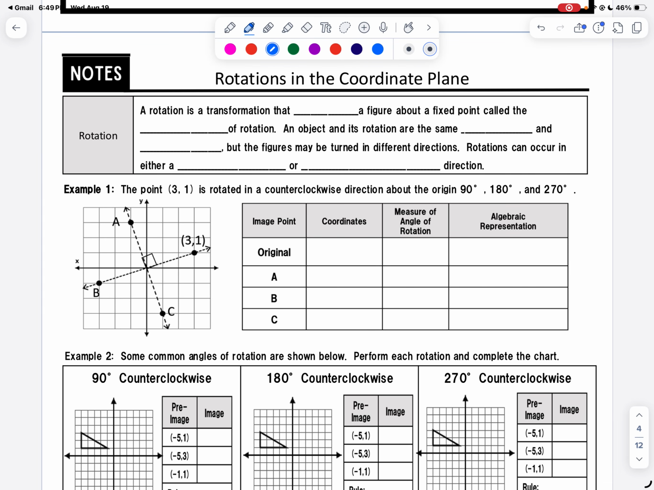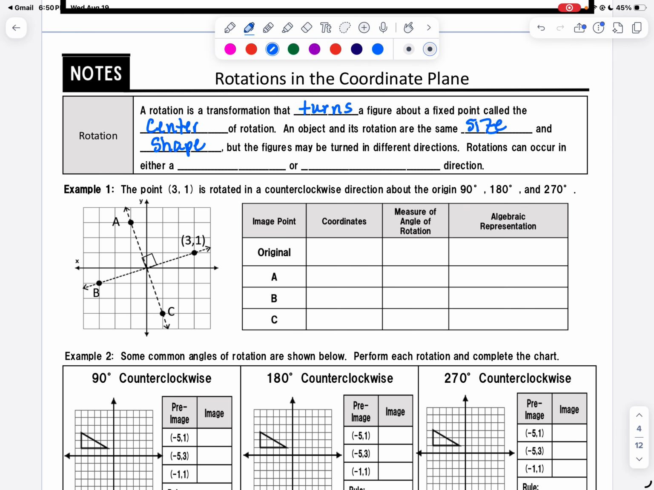In today's lesson, we will be exploring rotations in the coordinate plane. Before we do, let's review the definition of a rotation. A rotation is a transformation that turns a figure about a fixed point called the center of rotation. An object and its rotation are the same size and shape, but the figures may be turned in different directions.